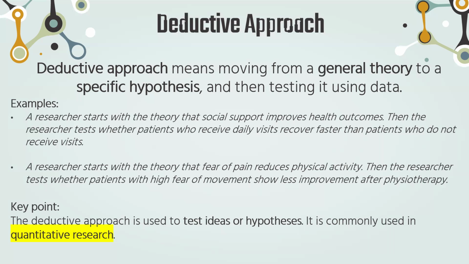For example, there is a general theory that social support improves health outcomes. A nurse researcher may develop a specific hypothesis: post-operative patients who receive family support will report lower anxiety than patients who receive less family support. Then the researcher collects data and tests this hypothesis statistically.